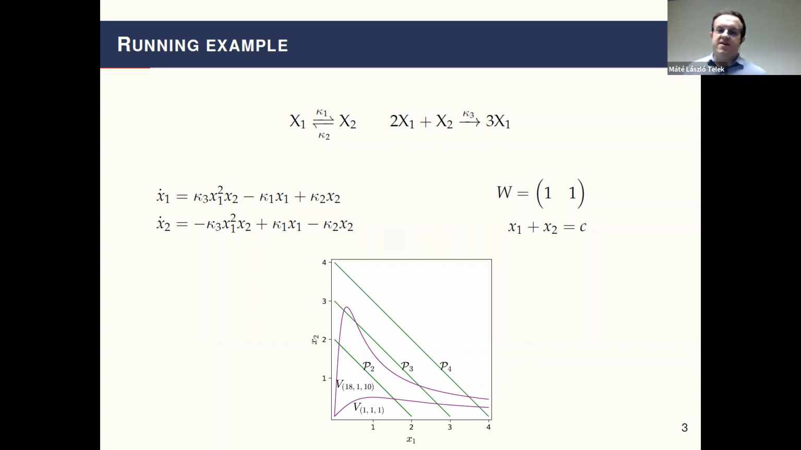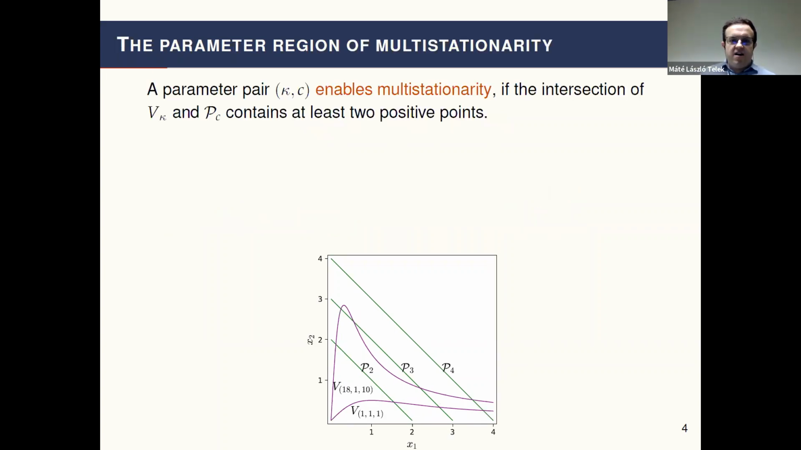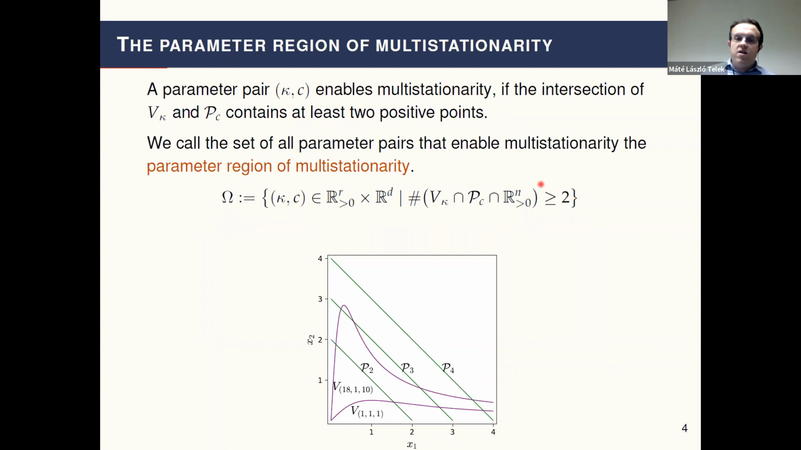And whenever it happens that we have at least 2 intersection points between the steady state variety and the stoichiometric compatibility class, I will say that this parameter pair enables multistationarity. And I will write omega for the set of all parameter pairs kappa, C, such that we have multistationarity, meaning that the intersection of the steady state variety with the stoichiometric compatibility class contains at least 2 points. And our goal today is to look at the shape of this parameter region of multistationarity, to look at the shape of omega. And the basic question that we ask here is, is this set a path-connected set or not?